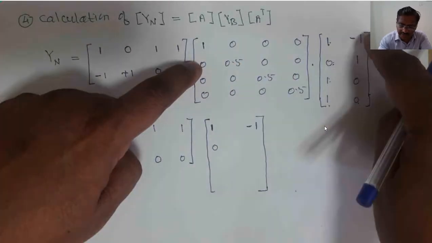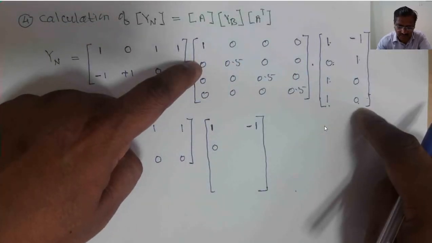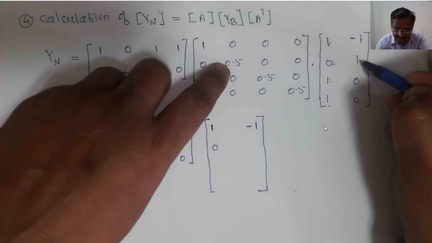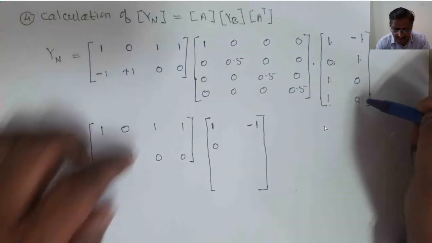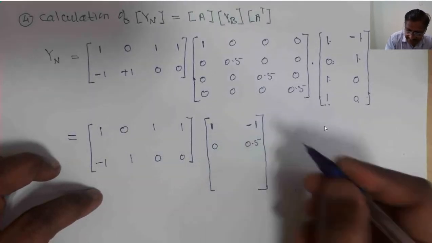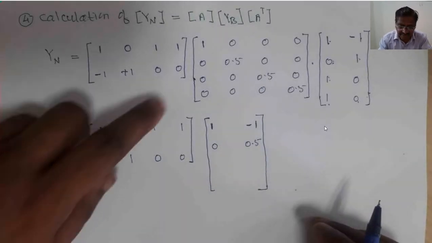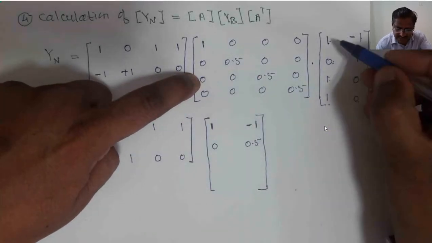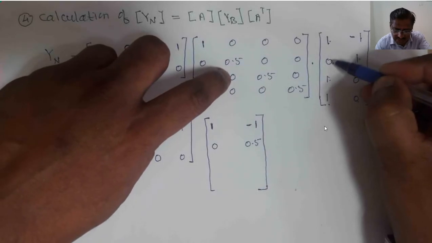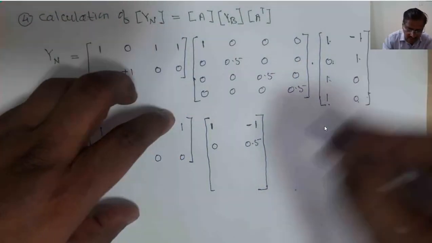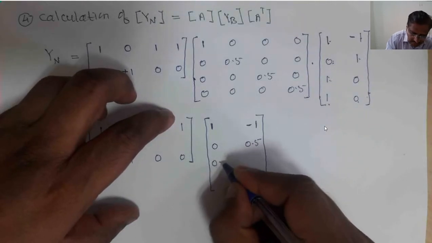Then second row and second column: 0 into minus 1 is 0, 1 into 0.5 is 0.5, this is 0, this is 0. Means in this particular case, this entry will be 0.5. Similarly, for the multiplication of the third row first column, 0 into 1 is 0, this is 0, this is 1 into 0.5 is 0.5 and this is again 0, so this entry will be 0.5.